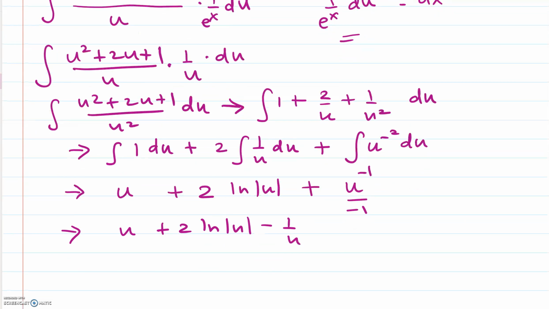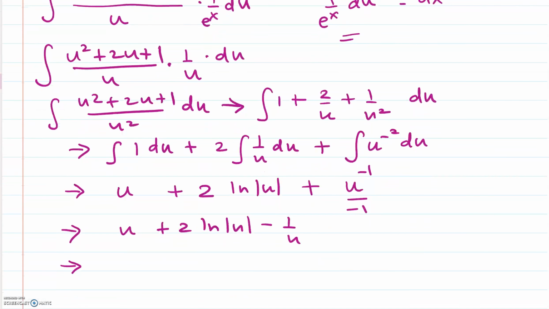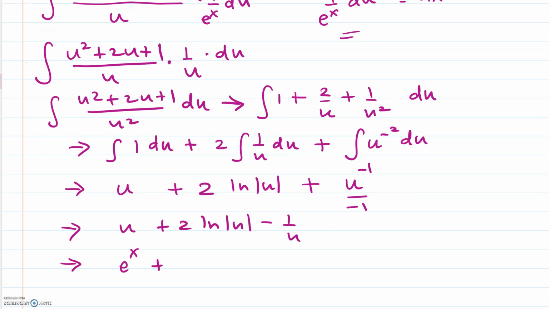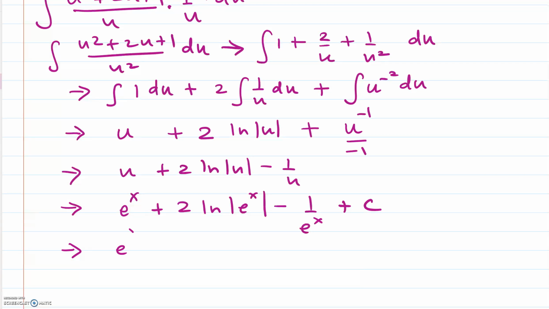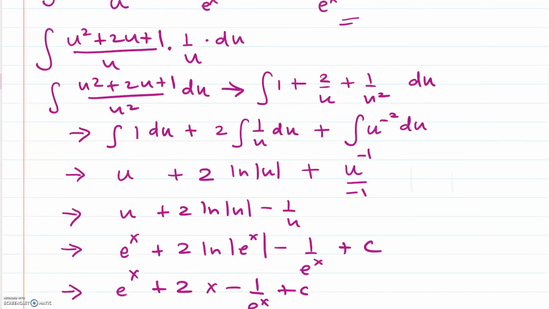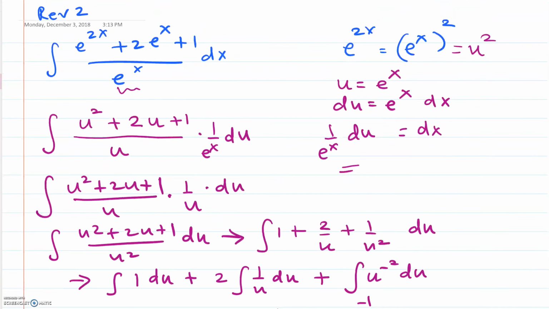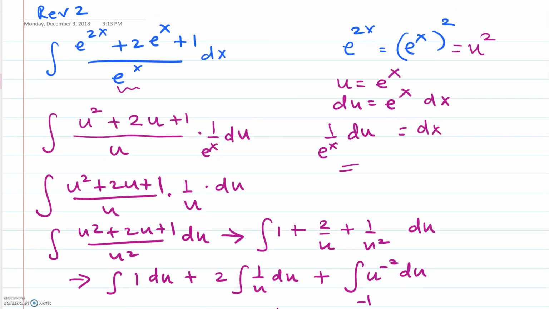So one more step, go back to x. u is e power x. So e power x plus 2 ln absolute e power x minus 1 over e power x plus c. Okay, this will simplify further to ln e power x will become just x: e power x plus 2x minus 1 over e power x plus c. Actually, we've used the substitution technique here. This problem can be done even without substitution by simplifying the starting integral. I will show you how.